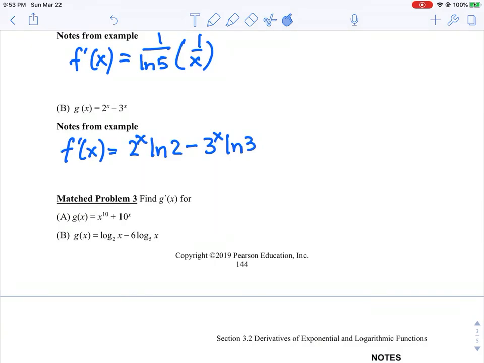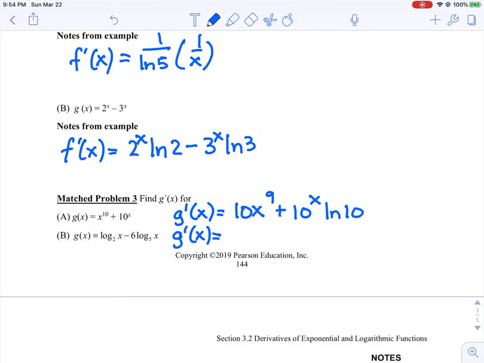Once again, you have some problems to do, and there'll be some questions for you to answer. And this ends the concept portion of section 3.2.